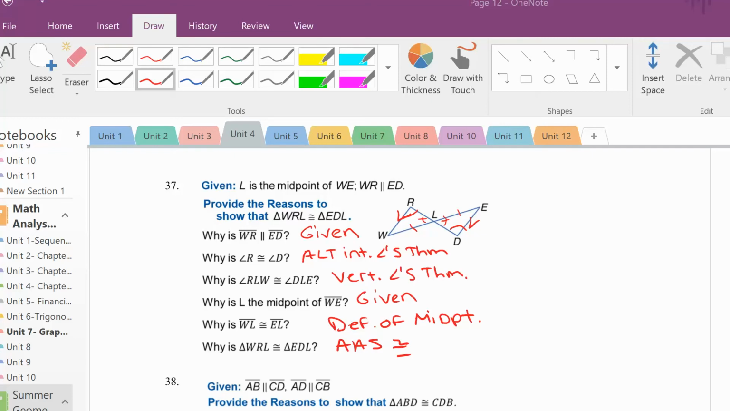All right, if you look, the first one is given because WR is parallel to ED, that's given to you. Angle R is congruent to angle D because those are alternate interior angles. You have like a Z shape. The next ones, those are vertical angles. And then L is the midpoint because that's given to you. And then WL is congruent to EL because of the definition of midpoint. And then notice you have angle, angle, side. The side is not between the two angles. So that is angle, angle, side congruence.